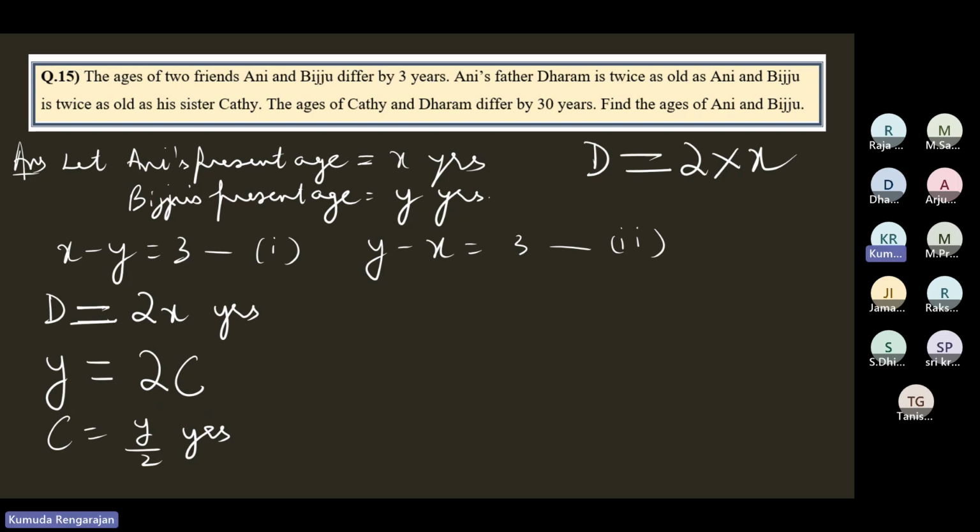Because Annie's and Biju's ages differ only by 3 years, they are of one generation. But Annie's father, Dharam, is of a different generation. Annie and Biju are the present generation, and Annie's father is the earlier generation. So the ages of Kathy and Dharam. Who's Kathy? Biju's sister. So Kathy, Annie and Biju are of one generation.